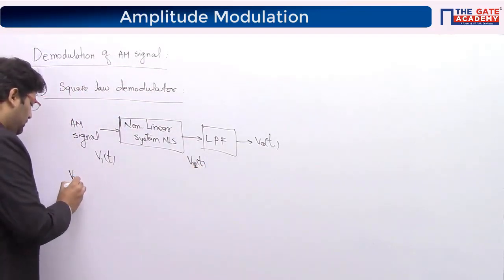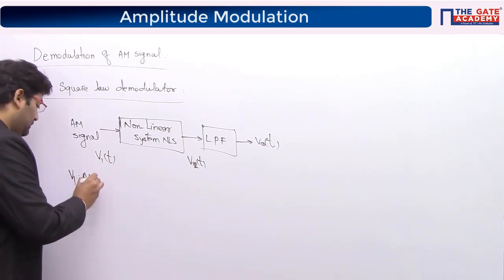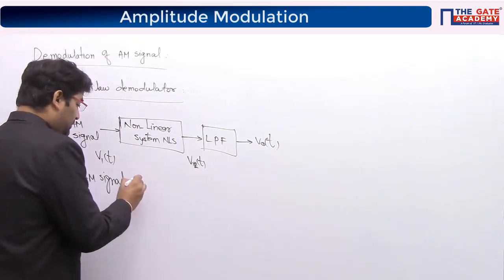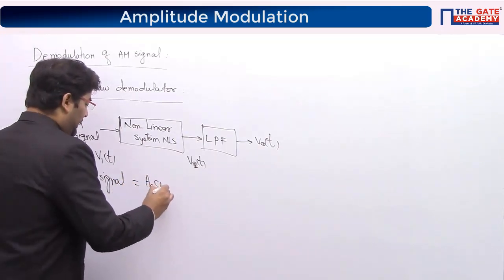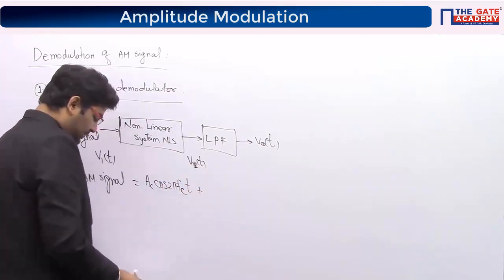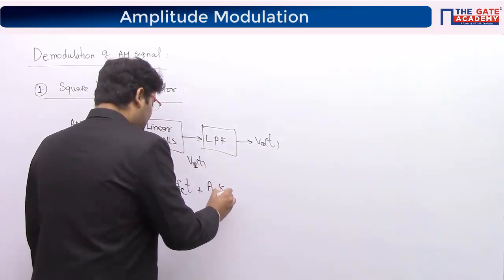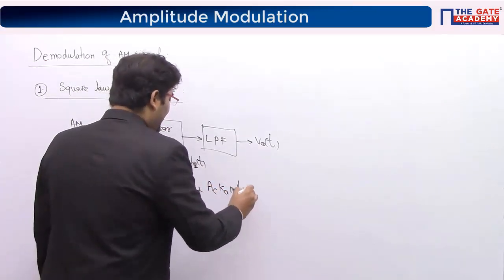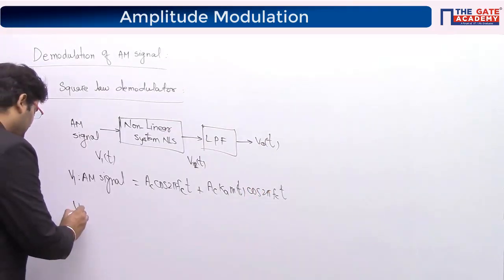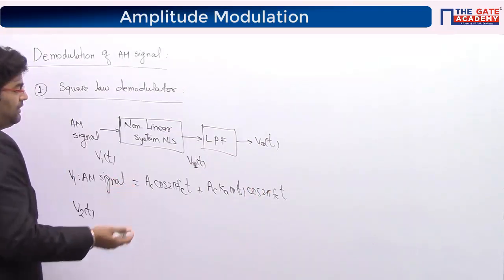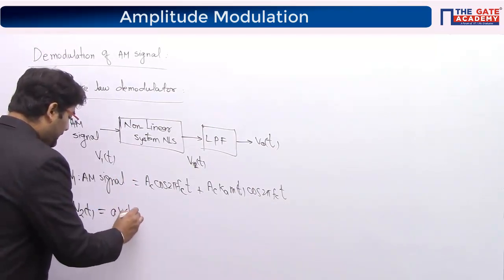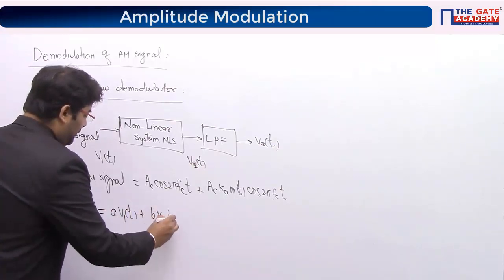So v1 is your AM signal. So let's write the equation of the AM signal, which is what? Ac cos 2 pi fc t plus Ac ka m(t) cos 2 pi fc t. Now v2(t) is square law, same funda, nonlinear system, so it will be an equation of a v1(t) plus b v1 squared(t).